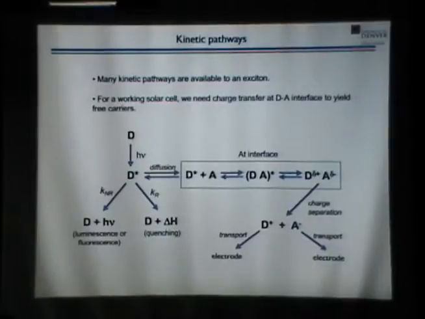Okay, so then what are the kinetics for the working device? How do we get charge out? So we can sort of follow a pathway here. We start with a donor material, which is typically the polymer. Absorb a photon energy, h nu, to create the exciton. So D star is the exciton state with the star. Then there are some bad things that can happen. We can get luminescence, so that would be bad because we'd be losing our energy. We can also just go straight to the ground state without giving off a photon and just give off some heat, some delta H. That's also bad. Those are energy loss processes.